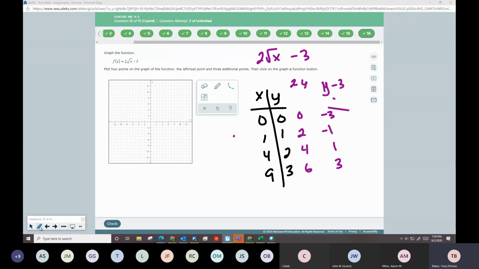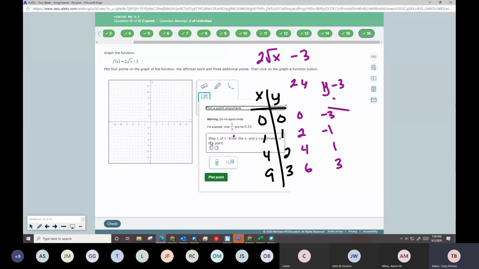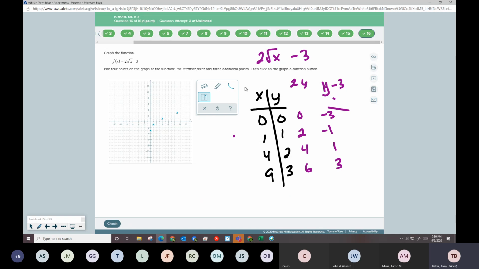So my points that I'm going to graph are the final points over here. So it's 0, -3, 1, -1, 1, and 9, 3. And again, we got our nice little curve, so we know it's most likely right.